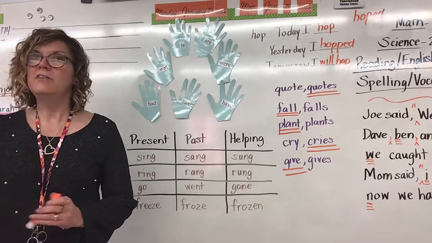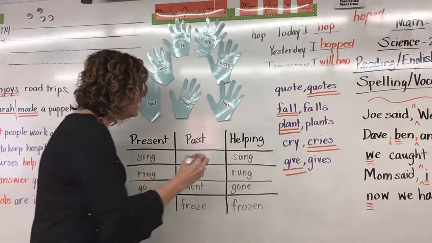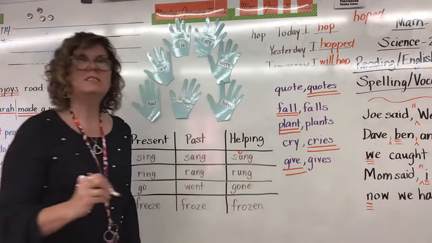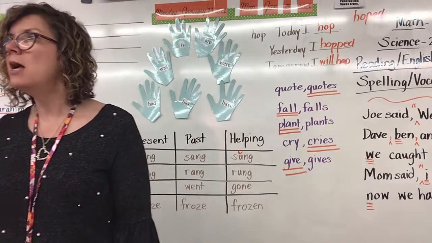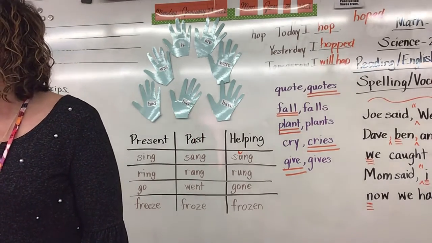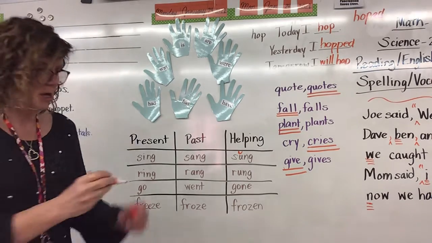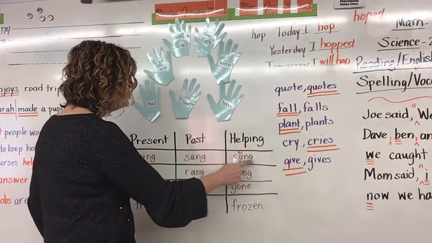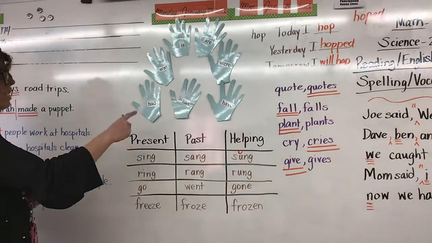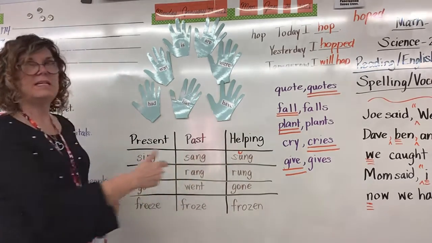There's only 2 hints. The first hint was the one that ends in an N is the one that needs a helper. The second hint is the one with a short U sound. Sometimes it's going to make the short U sound, but it's not going to be a U. It's going to be a different letter, but it's still going to sound like a short U. So the one that has a short U sound is the one that needs a helper. So you would say, right now I sing, yesterday I sang, I have sung many times.